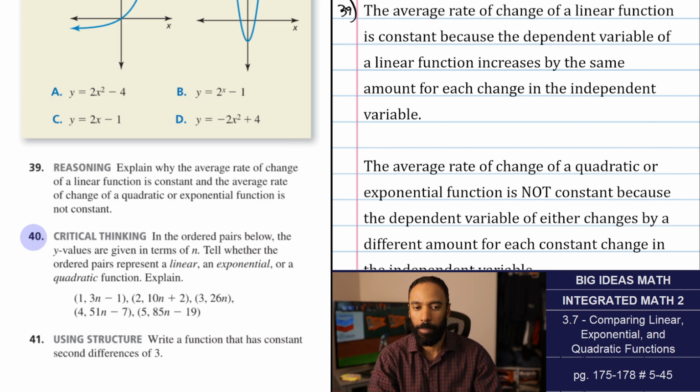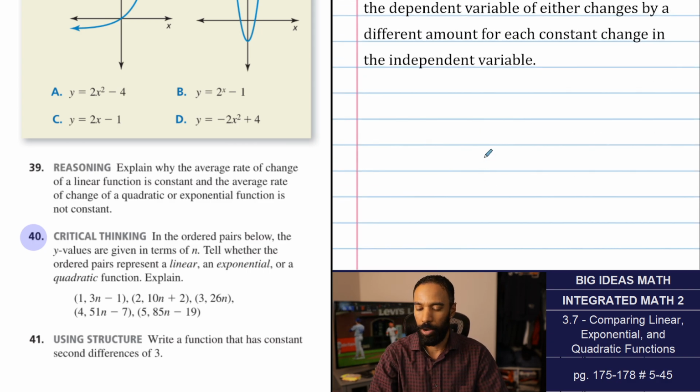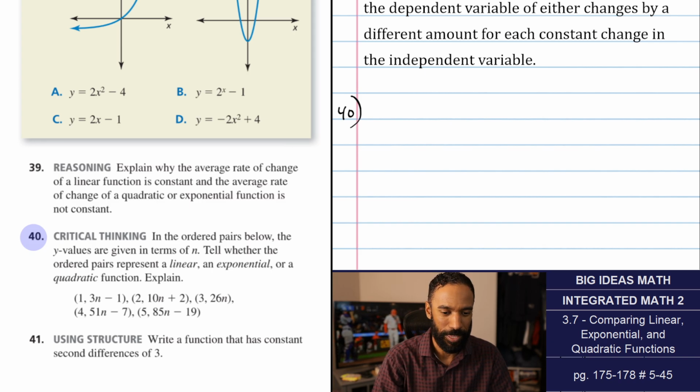Critical thinking. In the ordered pairs below, the y values are given in terms of n. I really need a tissue, man. Let me grab a tissue. Give me 1 second here. I'm very sorry. Where's my thing to pause here?